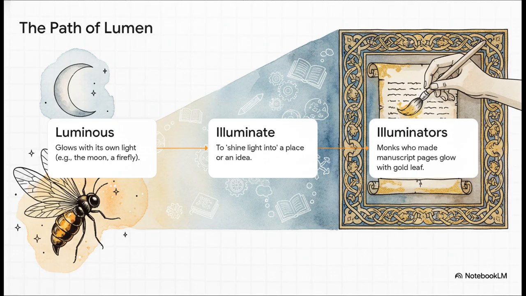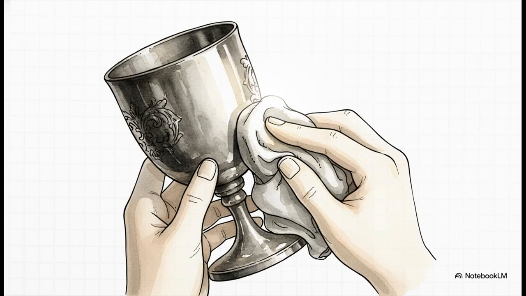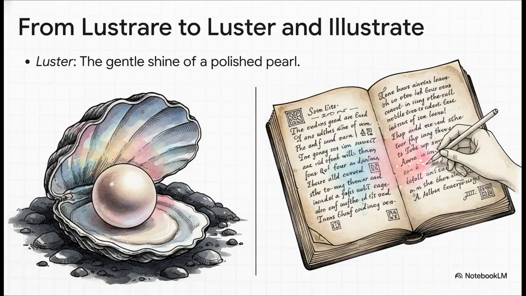How cool is that? All right, our third and final branch isn't really about the light itself, or even the source. It's about an action. It comes from lustrare, which means to make something bright, to polish it until it gleams, or even to purify it with light. This gives us the word luster, that beautiful, gentle shine you see on a pearl. And hey, remember our puzzle? Well, there's one of the answers. It also gives us the word illustrate. And get this, originally, to illustrate a text didn't just mean adding pictures. It meant to light it up with examples, making the meaning shine right through.